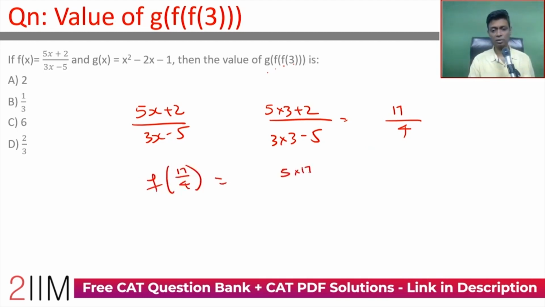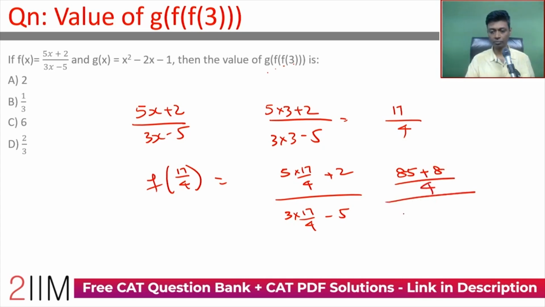It is 5 into 17 by 4 plus 2 by 3 into 17 by 4 minus 5. This is 85 plus 8 by 4 by 51 minus 20. 3 into 17 is 51 minus 20. Wonderful. So this is 93 by 31, which is 3. Brilliant. f of 3 is 3.